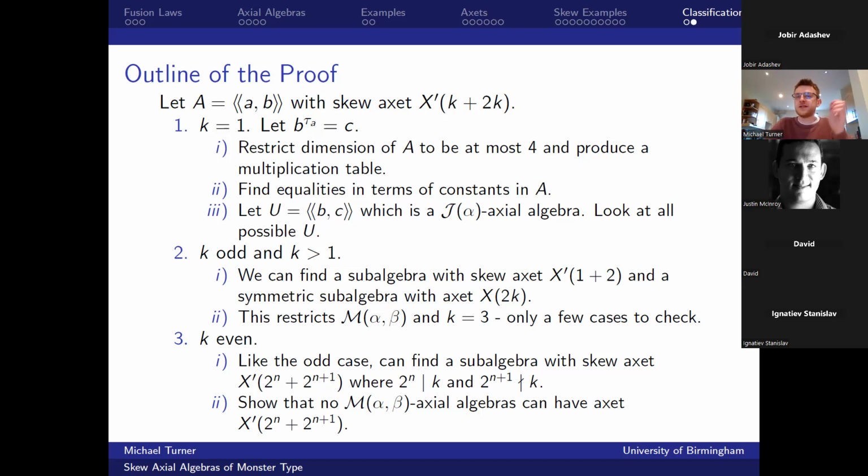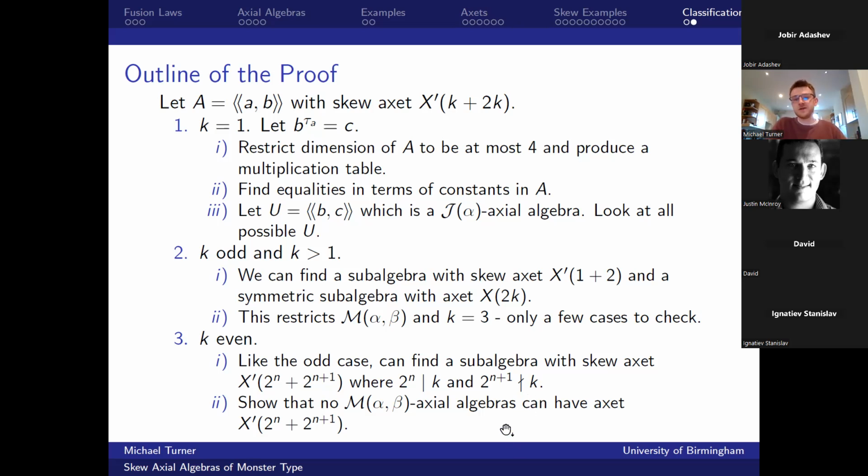And with our restriction that alpha plus beta actually has to equal 1 for every skew axial algebra, and we've got the classification of the symmetric algebras, then there's not a huge amount of options that we can have. So firstly, k has to be 3. If k is greater than 3, then beta has to equal 1/2, and we can't have alpha and beta equal to 1/2. So there's only a few cases to check, and no new algebras pop up.